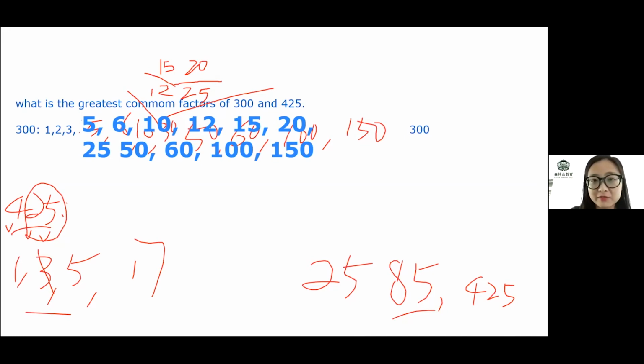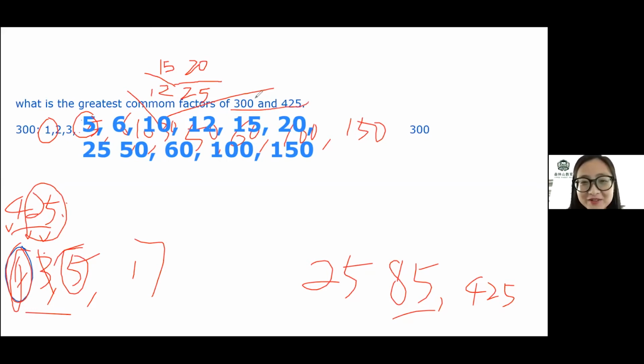We have what as common factors? We have 1, right? Okay, 1 is a common factor, and then 5 is a common factor, right? And then? Common means both of them have it. So 1 has it, and 5. Wait, which two numbers? 300 and 425. We just list out.